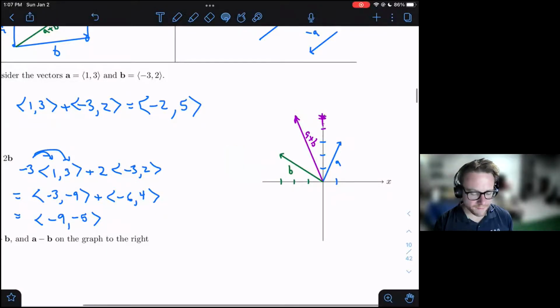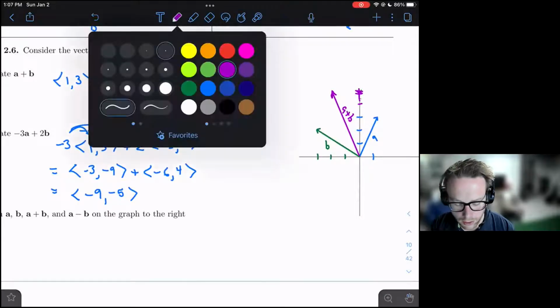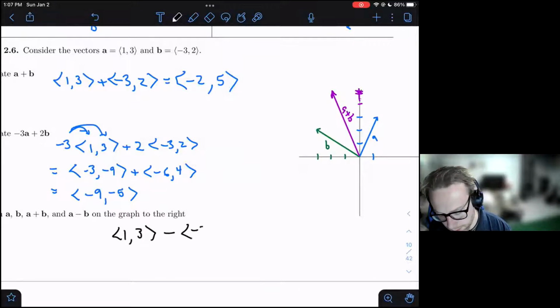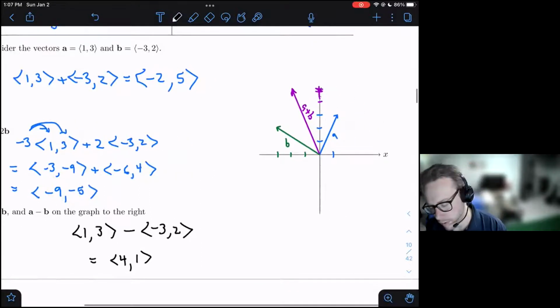Okay, and then finally A minus B. Well, we haven't calculated that one out yet, so why don't we go ahead down here and calculate A minus B. So let's see, 1 minus negative 3 is going to be 1 plus 3, that's going to be 4. And then 3 minus 2, that's going to be 1. So 4, 1. 1, 2, 3, 4. And 1.